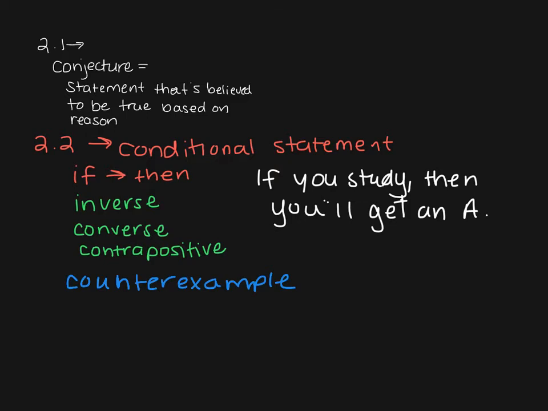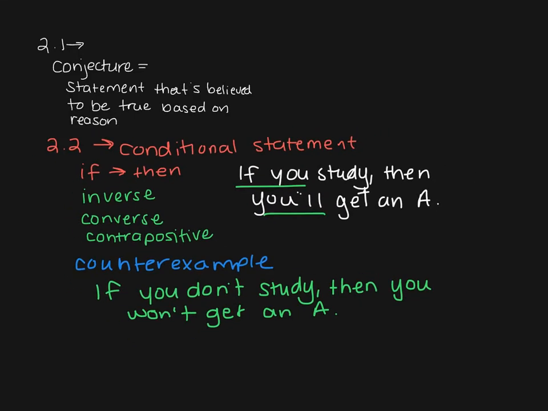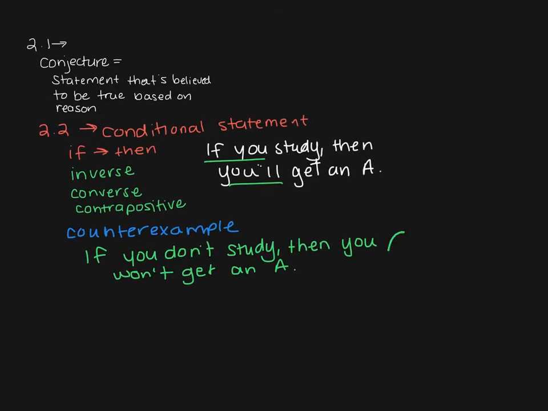The inverse is changing each part of it to the not version. So if you don't study, then you won't get an A. Which also might not be true. Maybe you're super smart, you don't need to study. That's the inverse.